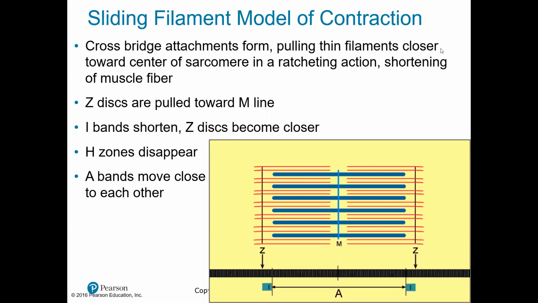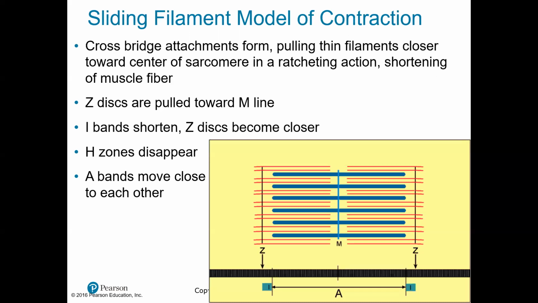The I band is the light band, and the A band is the dark band. In the middle of the I band, we have a Z line. The Z line is a protein that the actins attach to. So every sarcomere goes from a Z line to a Z line.